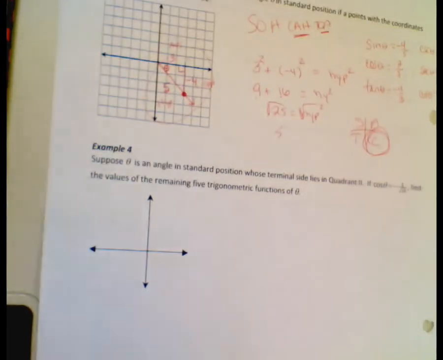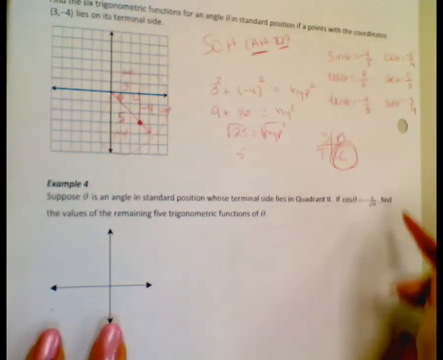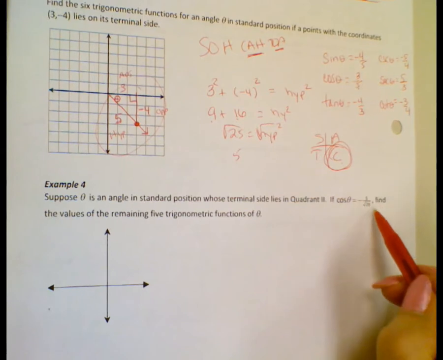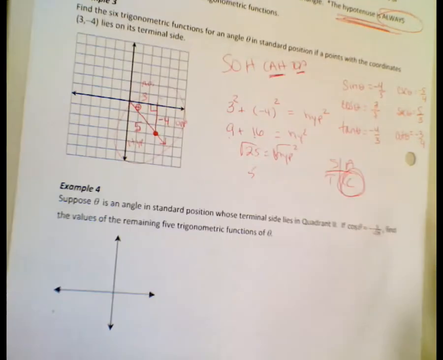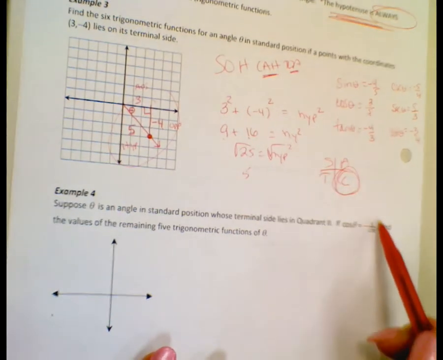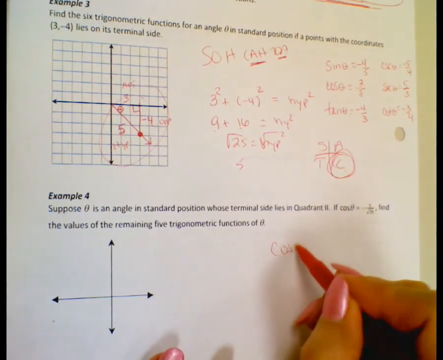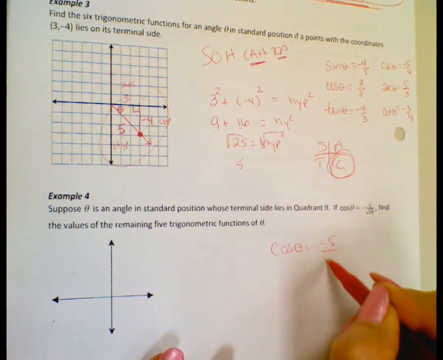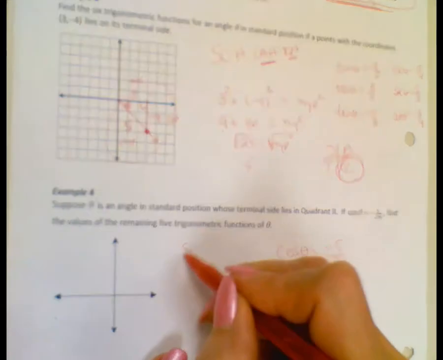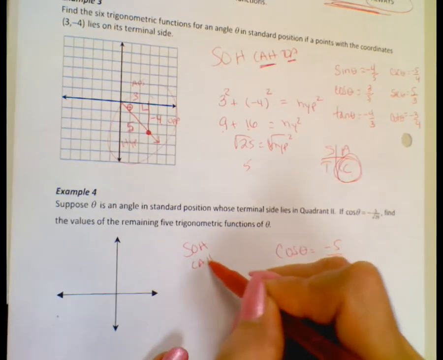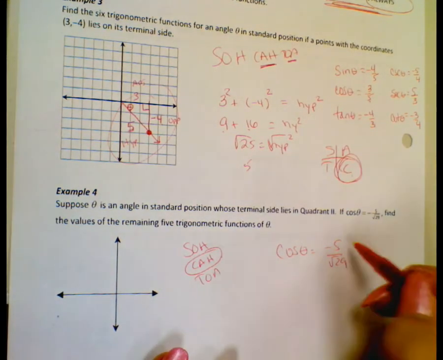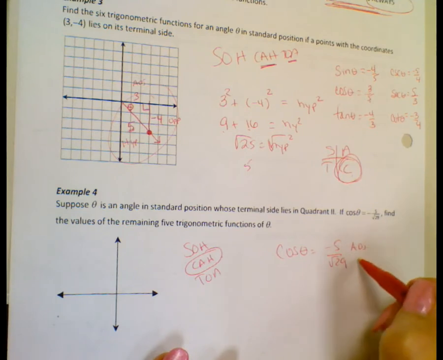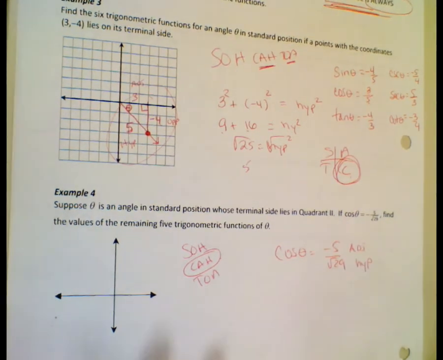Now, example 4 is not an ordered pair, but anytime they give you a ratio, they're also giving you 2 sides of a triangle. So whether they give you an ordered pair, which is 2 sides of a triangle, or they give you a fraction, it's 2 sides of a triangle. So let's write this a little bit bigger. Cosine is negative 5 over radical 29. In SOHCAHTOA, cosine is adjacent over hypotenuse. So I'm going to write the word adjacent over hypotenuse in this problem.